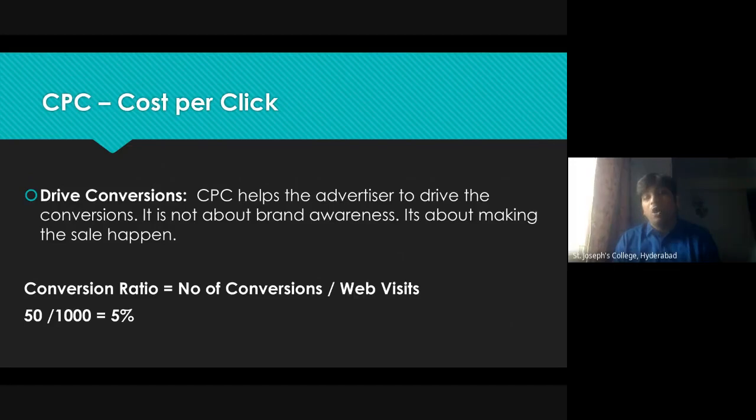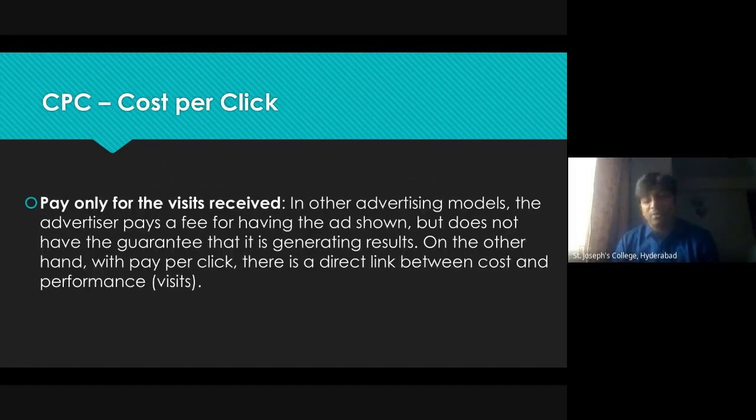Conversion ratio is how many conversions have happened among all the visits that have taken place. If the total number of web visits is 1000 and about 150 conversions have happened, that means of the 1000 people who have come to the landing page, only 150 have completed the transaction, have purchased that product or utilized that service from that advertiser. That means 15% is the conversion ratio here. So that's how CPC works. It helps to drive conversion. Pay only for the visits received.